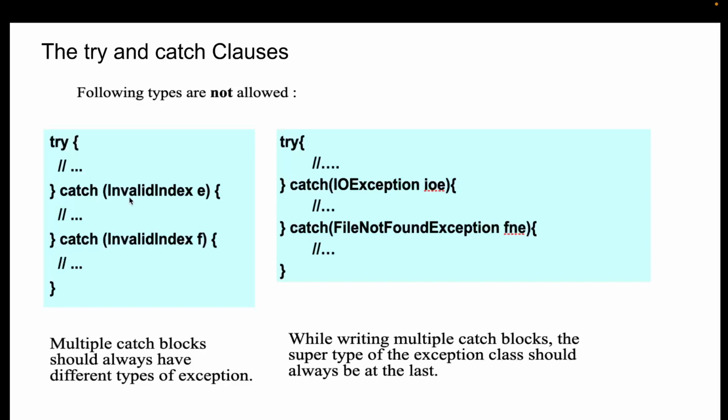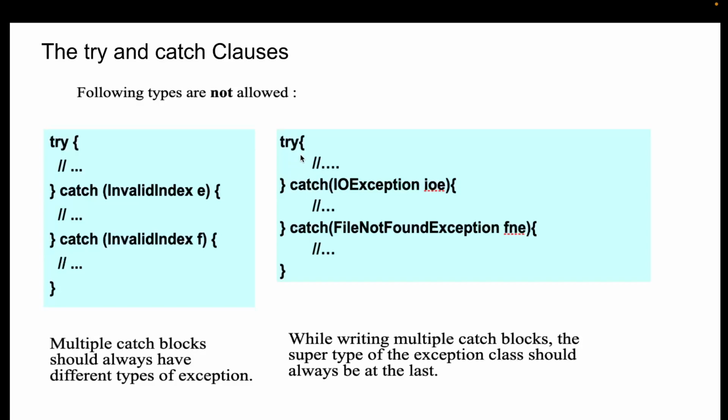Here you can see invalid index E and invalid index F. The type of exception that we are writing in both the catch blocks is the same. So this is not allowed in Java. Either you should change one of the exception types. So this will never be allowed. Now see the right hand side of the example.